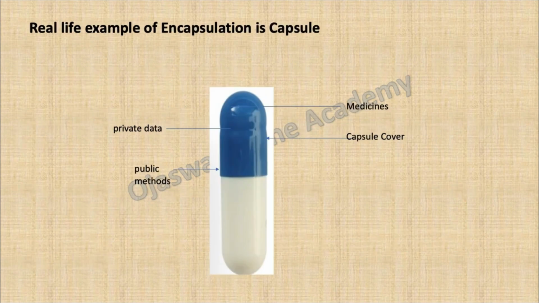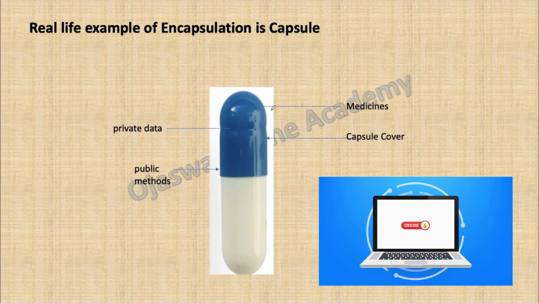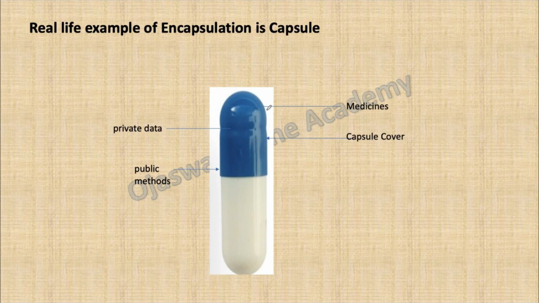A real-life example of encapsulation is a capsule. A capsule encapsulates the medicine inside it. We can only touch the outer cover. The inner medicine is protected and hidden. In the same manner, data is declared as private and kept safe, and the only way to access the private data is through public methods. Here, the private data is like medicine and public methods are like capsule cover. By implementing encapsulation, we achieve data hiding and data security.